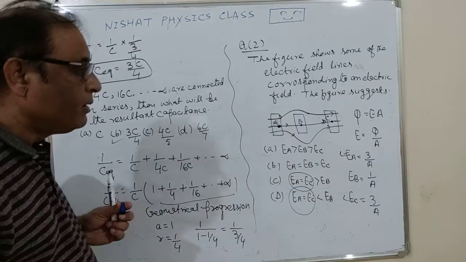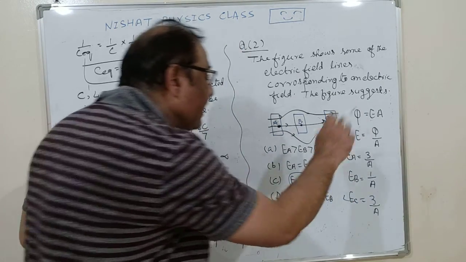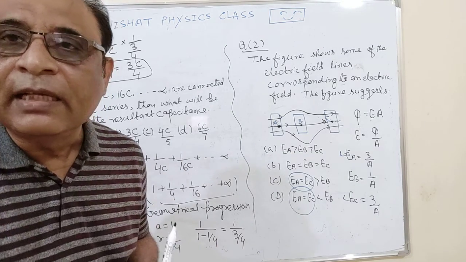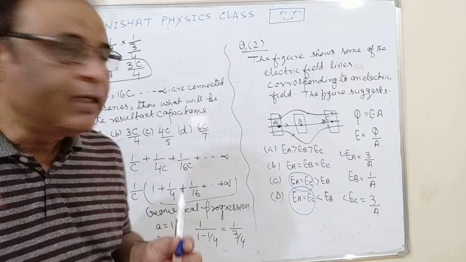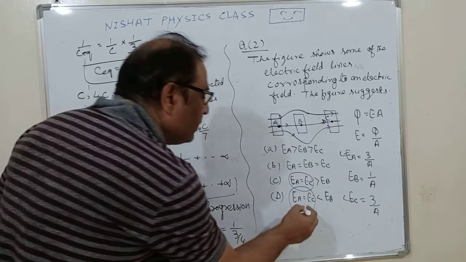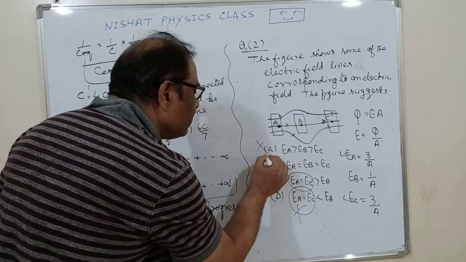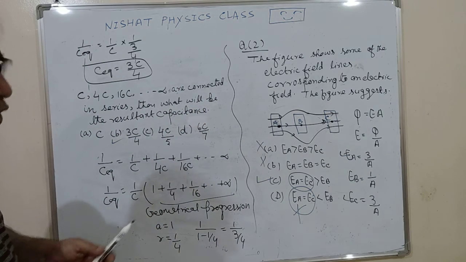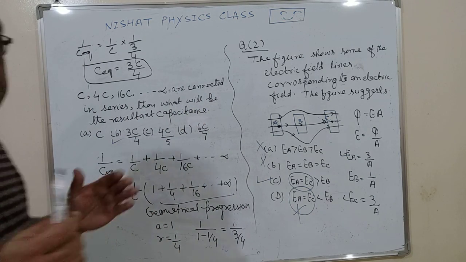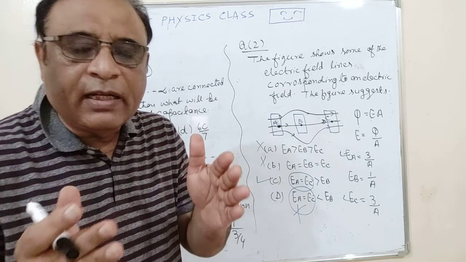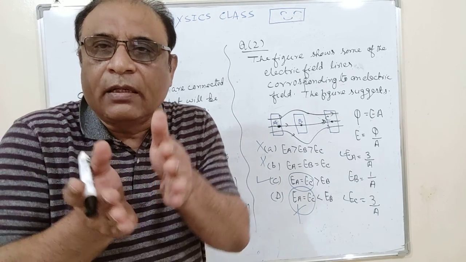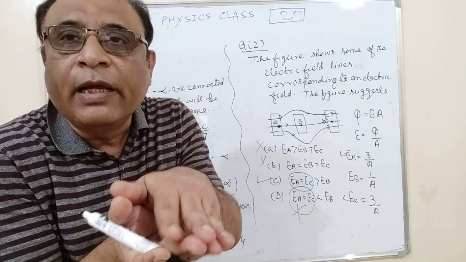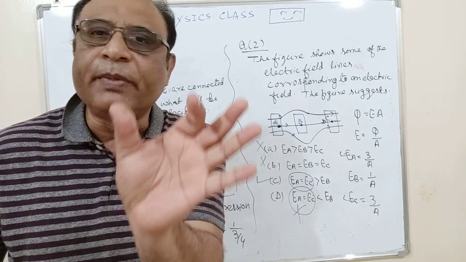Now one thing: EB is less than EA. It means EA and EC are greater than EB. So this is not option C. I did this in the explanation. The other way you can find out: where lines of force are compact, their concentration is more, and the electric field is more. This is the simple explanation.